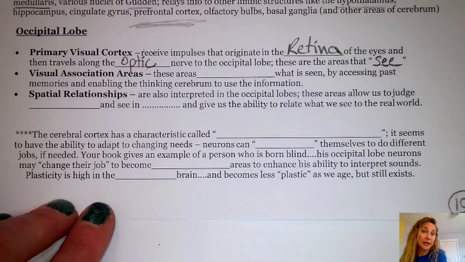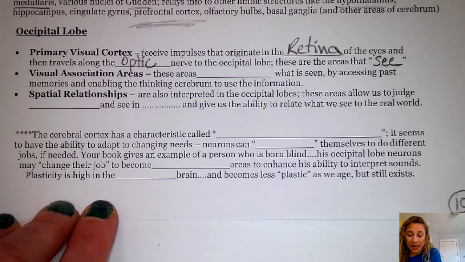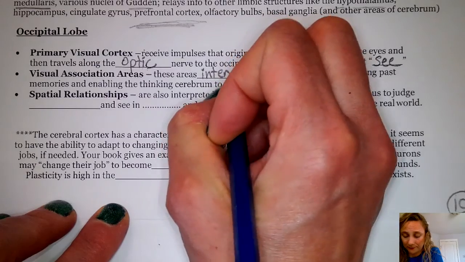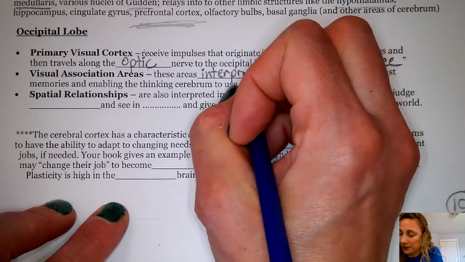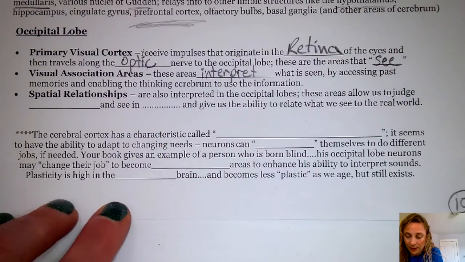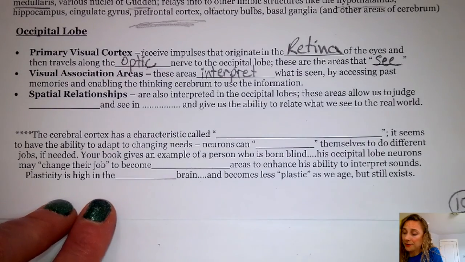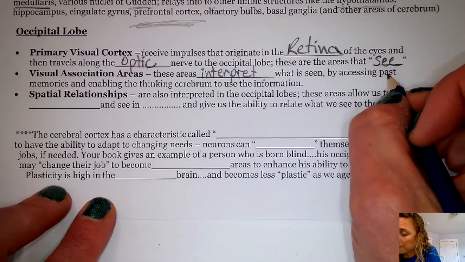But we also need the visual association area, and that's where learned memories are stored so you can interpret what is seen and enable the thinking cerebrum to use that information and access past memories.